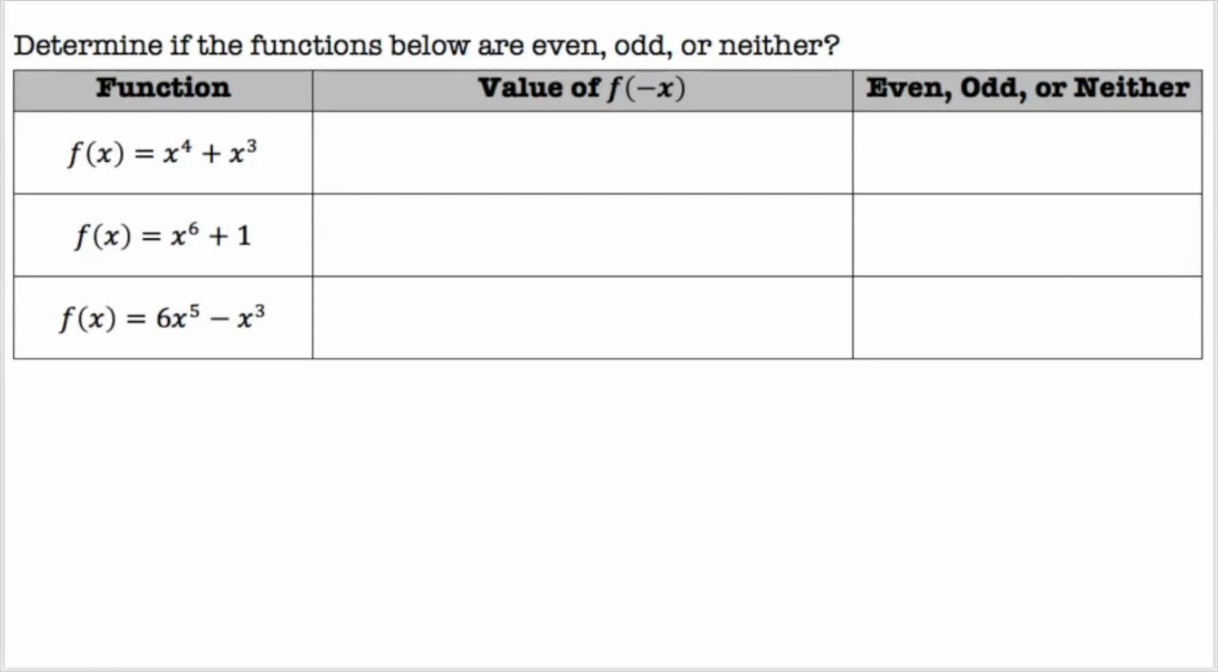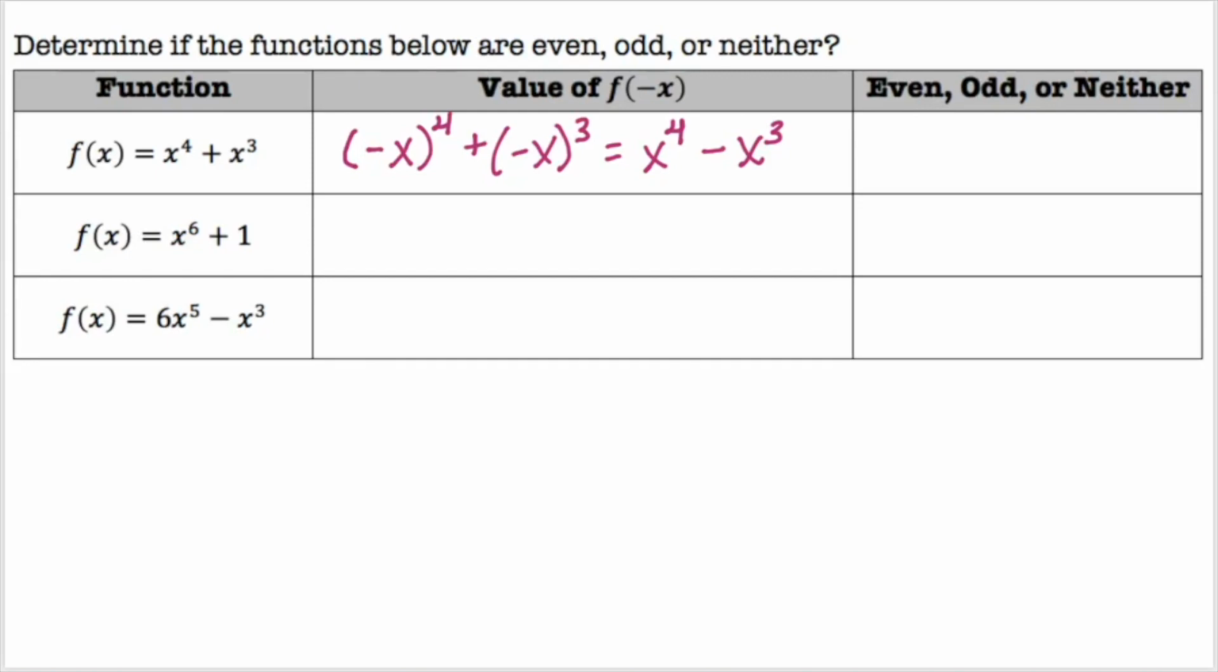All right, so now it wants us to determine if the functions below are even, odd, or neither. So we have f of x equals x to the fourth plus x to the third. So you have to switch the x values so that they are negative on each one. So negative x to the fourth, negative x to the third.